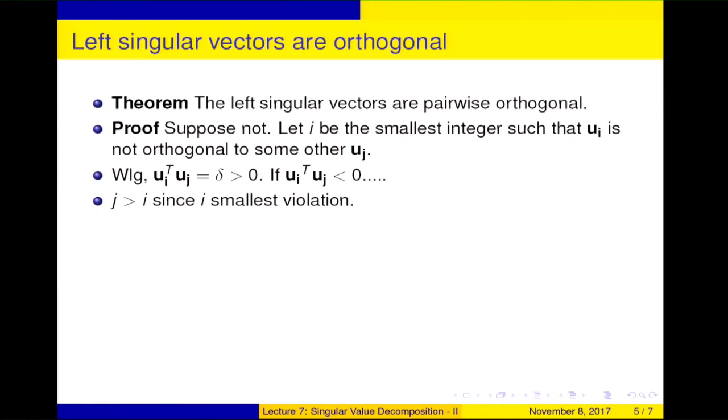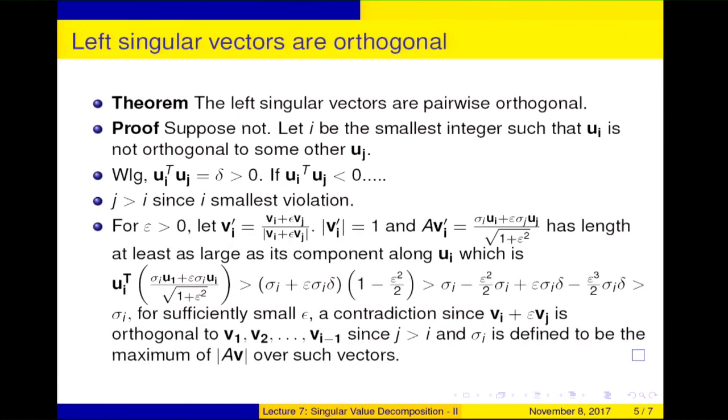So here's the variational argument. I take the right singular vector v_i, and I'm going to perturb it slightly. Epsilon here is infinitesimal, so I'm going to assume epsilon is infinitesimal, so second order terms can be thrown out. I'm going to take v_i and add a little bit of v_j to it.